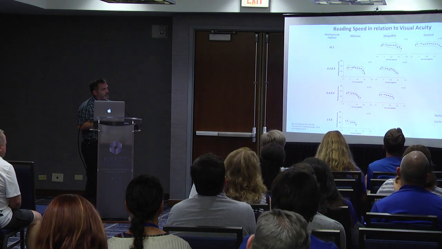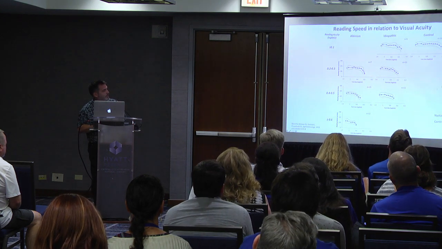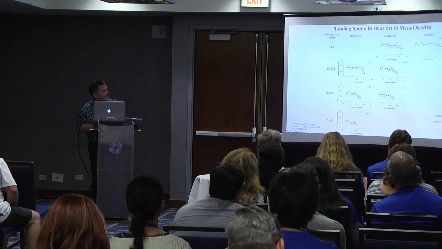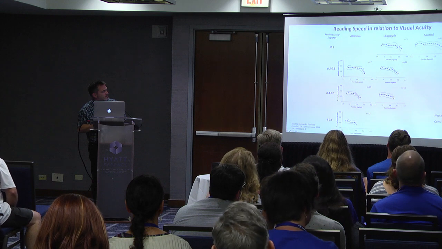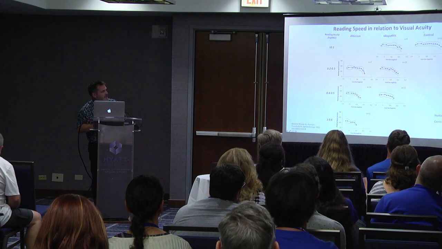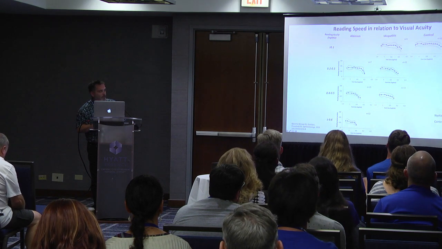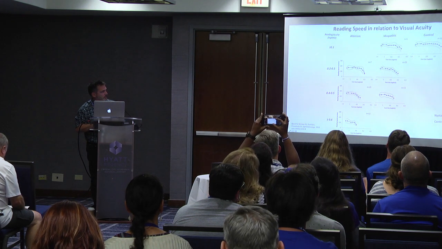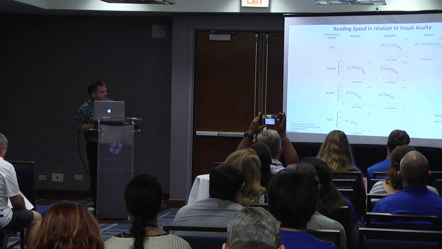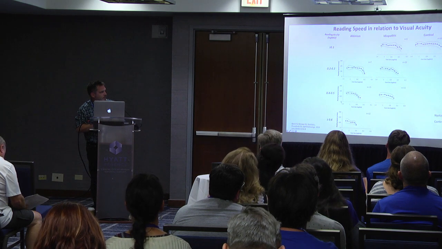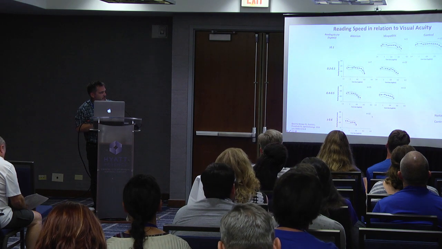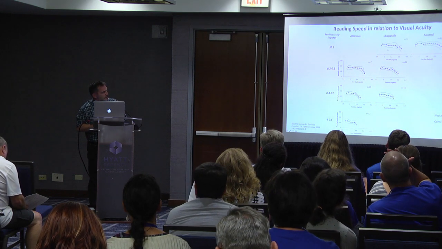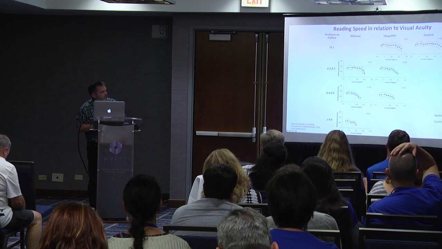Now here are people with nystagmus. We've got a group of people with albinism here, a group of people with idiopathic or congenital nystagmus here, and a control group here. We've separated them out so that the people with good vision are at the top, and then the vision's a bit worse in this row, a bit worse here, and this group has the worst vision down the bottom. And what you can see is if you look at these graphs, they all have the same shape.